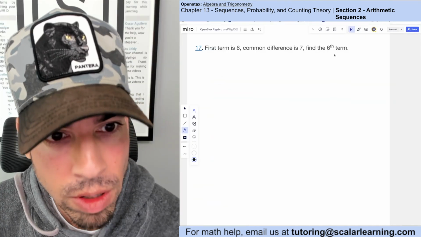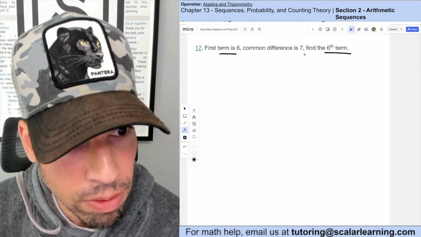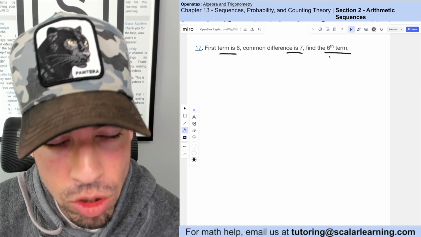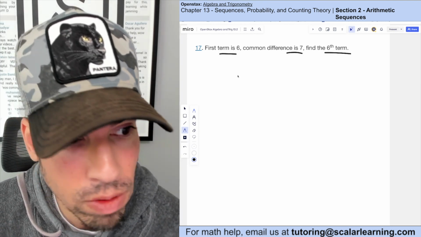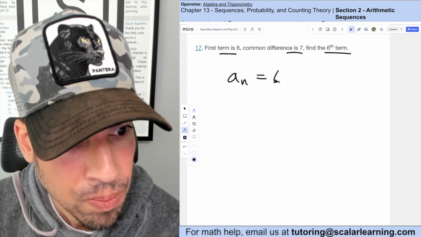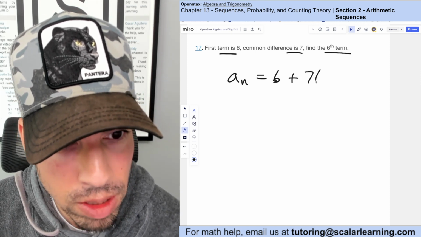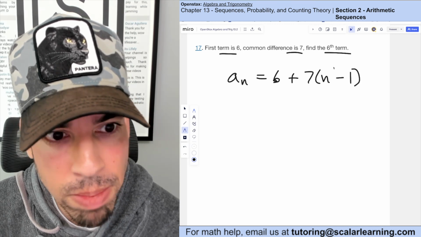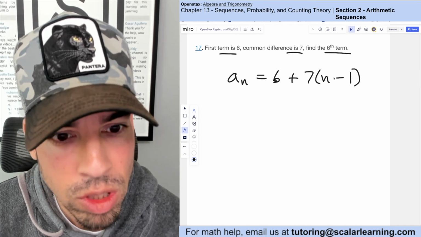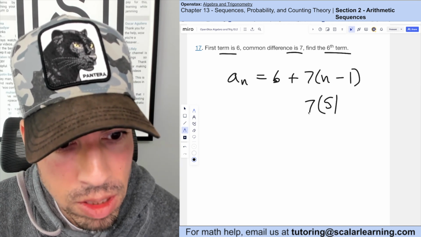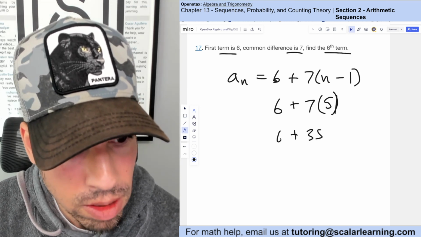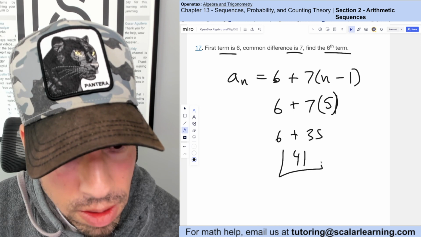Done. So here we want to find the sixth term. Again, I can use either a formula, or I can put 6 and then add 7, so on and so forth until we get to the sixth term. This time I'm going to use the formula. So a sub n is equal to the first term, which is 6, plus the common difference, which is 7, times n minus 1. So here's my baseline formula for an arithmetic sequence. If I want to find the sixth term, I'm going to plug in 6 for n. So 6 minus 1, that's 5, times 7 is 35, plus 6, which is 41. That's how you do it.